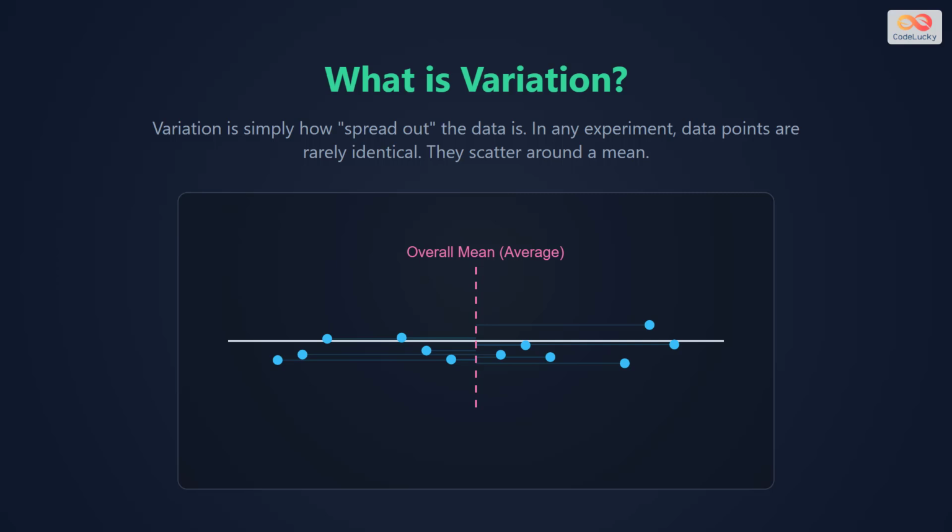Before we get to the F-statistic, we need to understand variation. In any dataset, the numbers are rarely identical. They are spread out. Some are high, some are low. This spread is what we call variation. We measure this by looking at how far each individual data point is from the overall average or the mean. Understanding where this variation comes from is the key to the F-test.